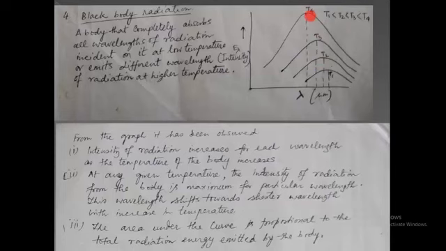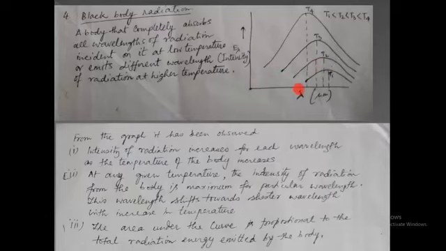Following this curve, whatever I have discussed, the main points have been highlighted in the second part of the slide, which says that from the graph it has been observed that the intensity or the energy for each wavelength. So the x-axis is your wavelength. If you consider one particular wavelength, you select one particular value of wavelength on the x-axis, and for every temperature, you find out the energy density.